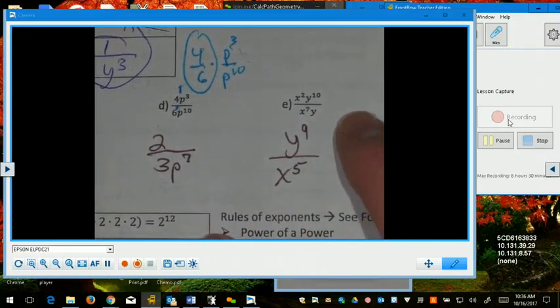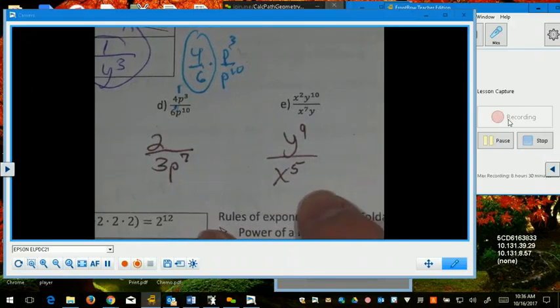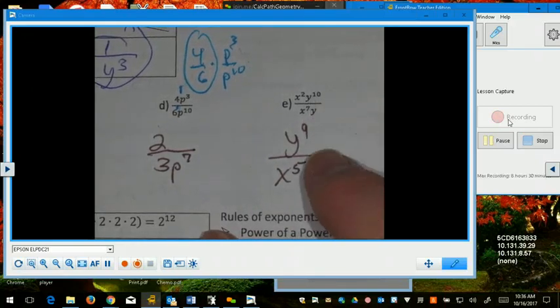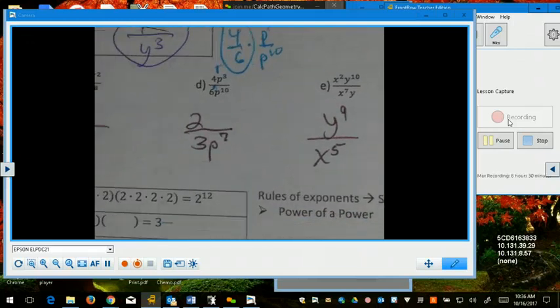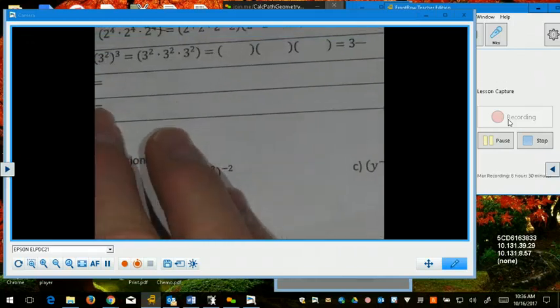2 minus 7 is x to the negative 5th, so that has to come down to make it positive. 10 minus 1 is y to the 9th. Any questions on A through E? All right, we have 2 more things that we're going to look at. We're not going to look at all of these, for the sake of time. We're just going to look at a couple.